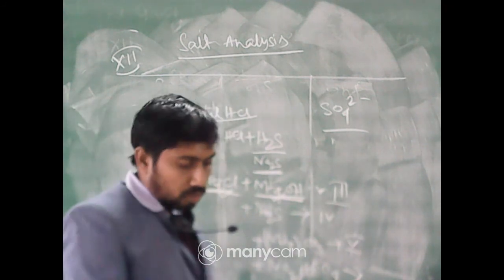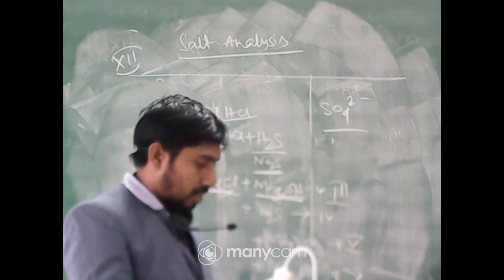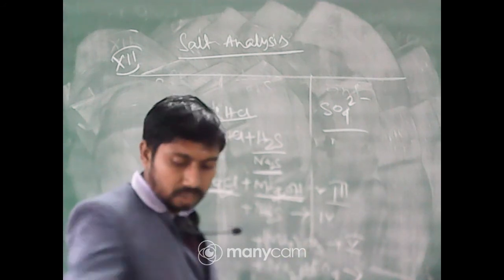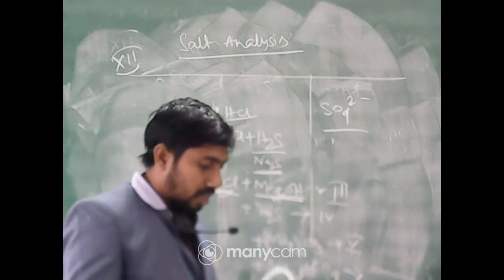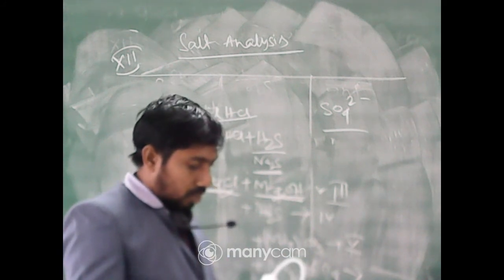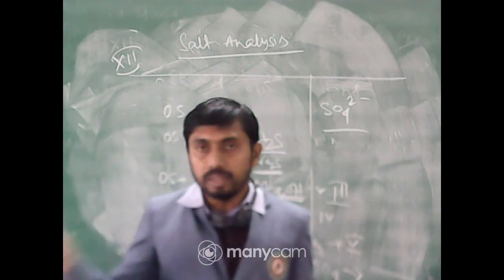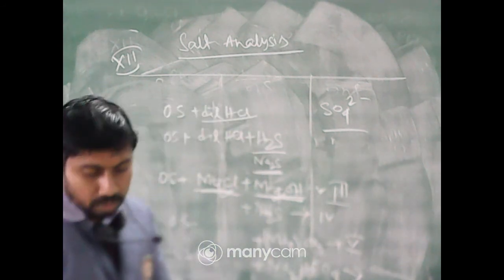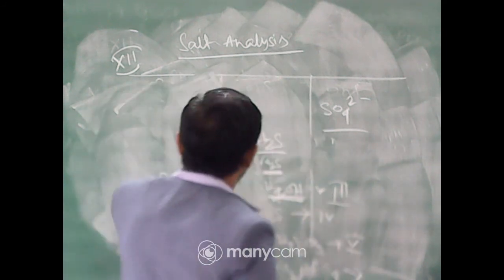So what did we get in the unknown salt? Magnesium as the cation and sulfate as the anion. Is it correct? Magnesium as the cation and sulfate as the anion. Do you have any confusion regarding the copy, how to write the practical copy? I am giving one instruction on how to write in the copy.